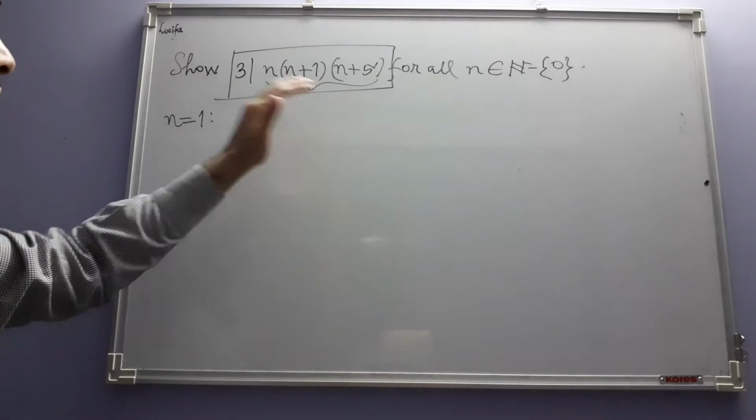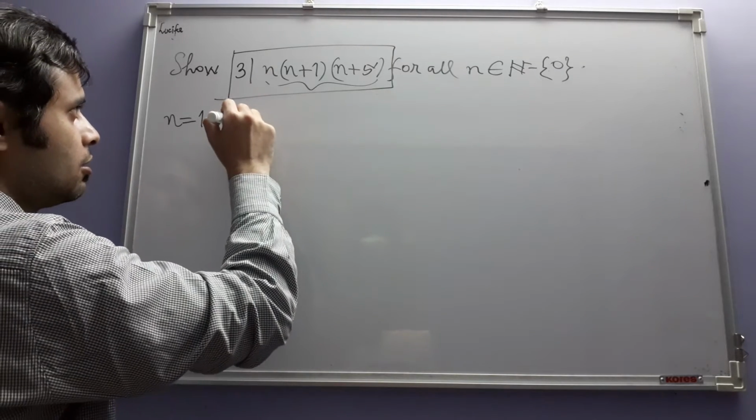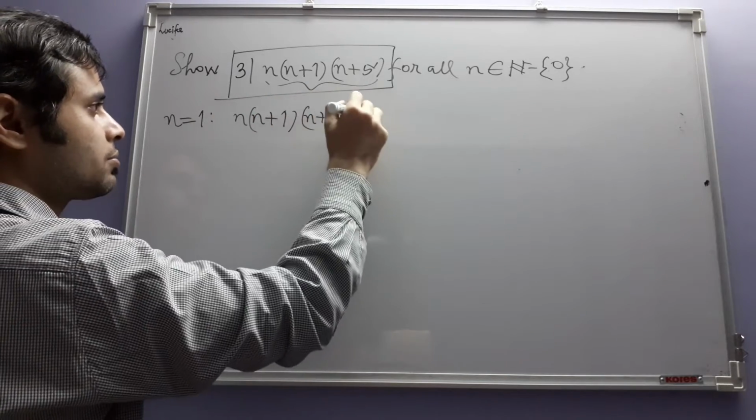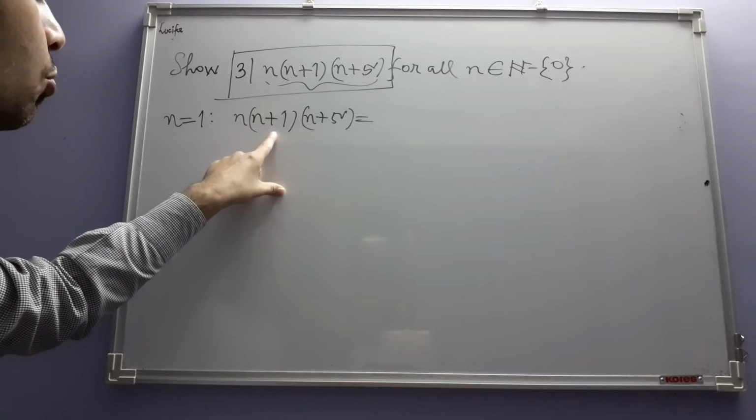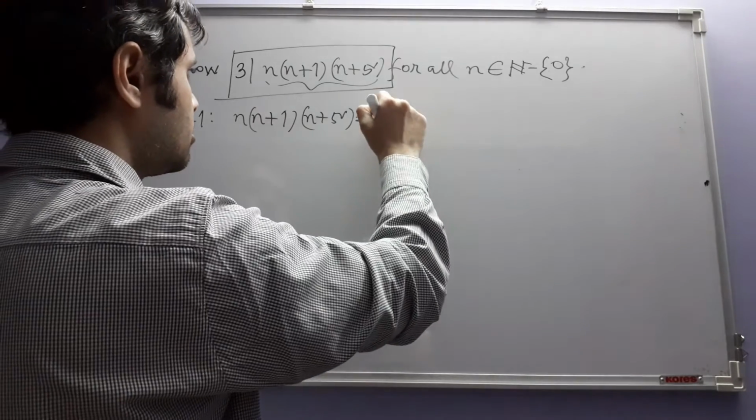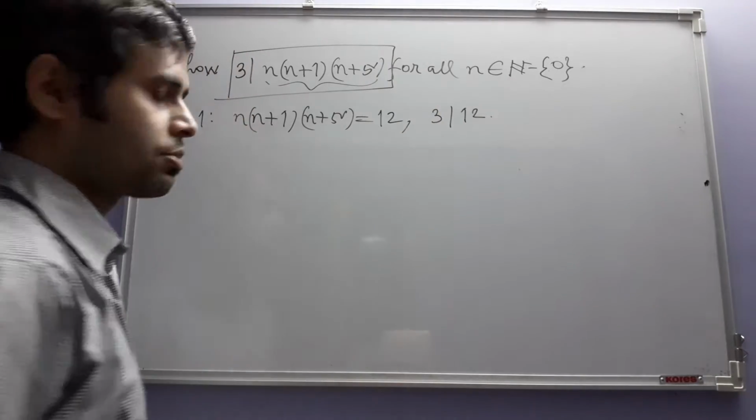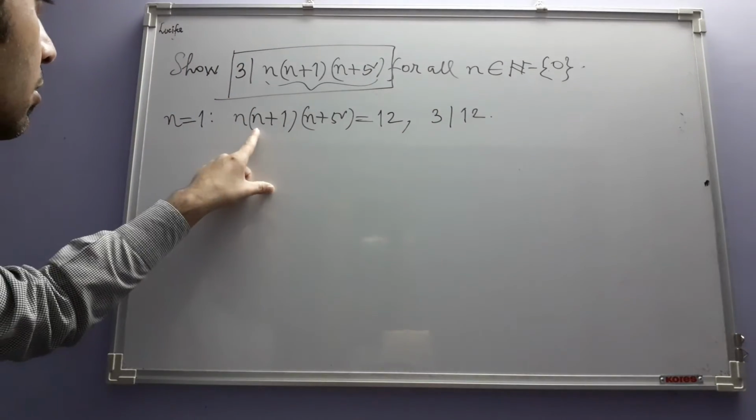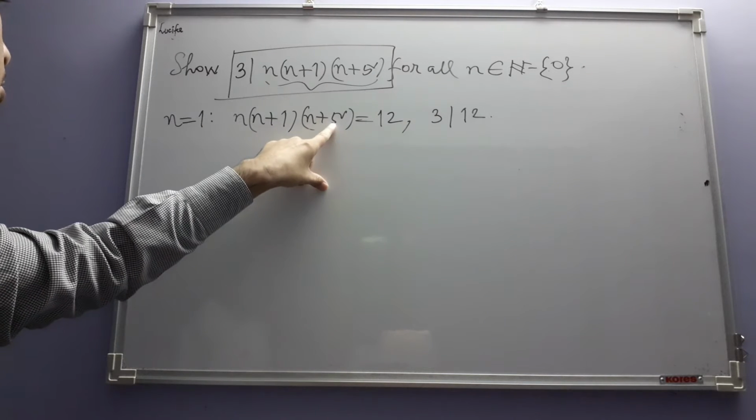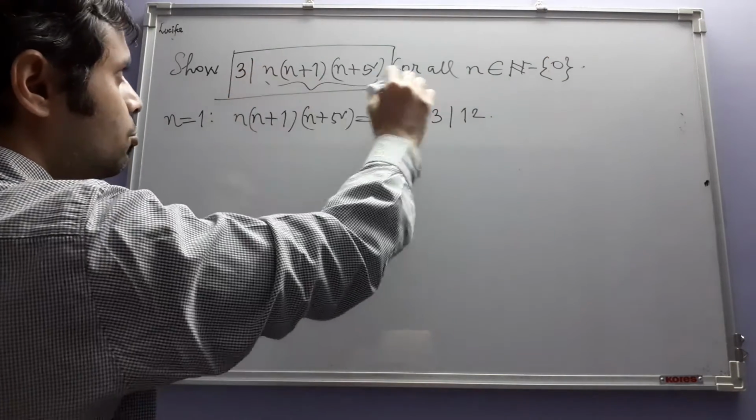So we want to first of all show that it's true for n equal to 1. So when n is equal to 1, what is n times n plus 1 times n plus 5? It becomes 1 times 2 times 6. So it is 12. And clearly 3 divides 12, because 12 is 3 times 4. So for n equal to 1, this statement is true.